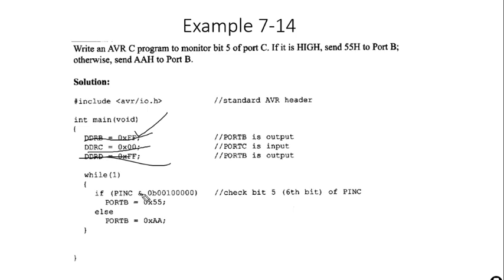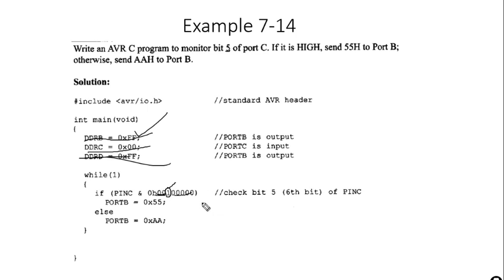If PINC, and we have applied the mask, we were interested in bit number 5 here. That is why all other bits are 0 except bit 5. And for bit 5 we have performed AND operation with 1. It means we will check the true value of bit 5. If it was 1, it will remain 1 after AND operation. If it was 0, it will remain 0 after AND operation with 1.